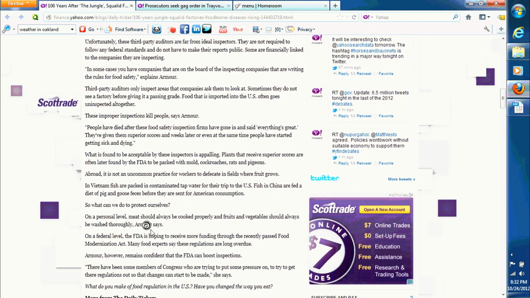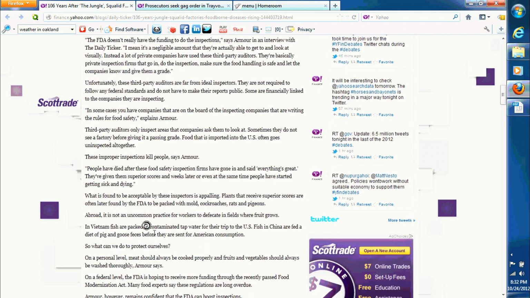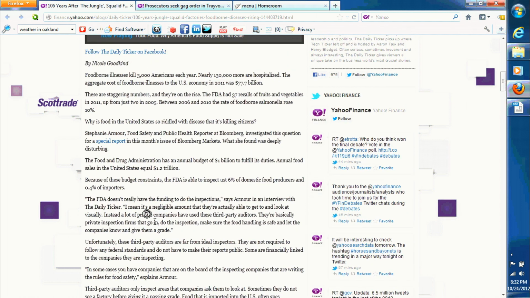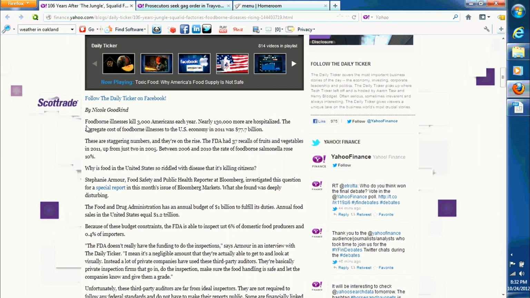Okay, so I just wanted to point that out, and the reason why I'm pointing all of that out is because at the very beginning of this article it says foodborne illnesses kill 3,000 Americans each year. Nearly 130,000 more are hospitalized. The aggregate cost of foodborne illnesses to the United States economy in 2011 was $77.7 billion. Okay, now I'm going to return back to that 13th line about the FDA administration's annual budget.